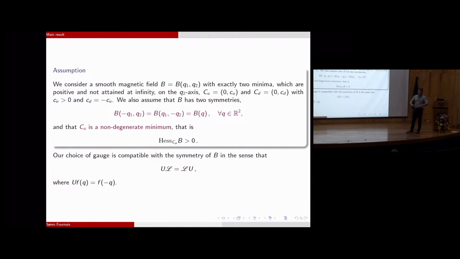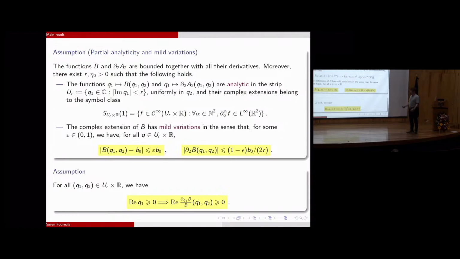We could go further and try to discuss what happens if the minima are degenerate, but that would be a next work. And I made a choice of gauge on the introductory slide, and that choice of gauge is actually compatible with the symmetry. So if I change the sign of Q, then that commutes with my operator. Those were very innocent assumptions.